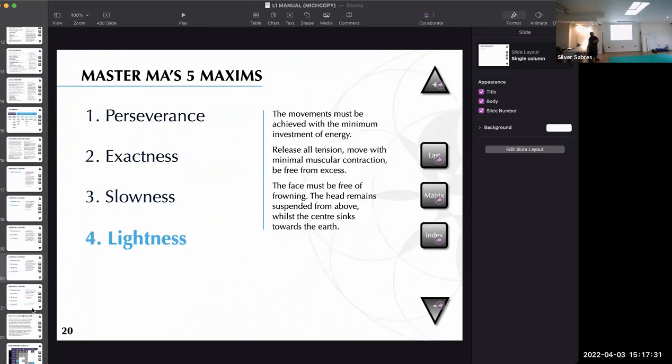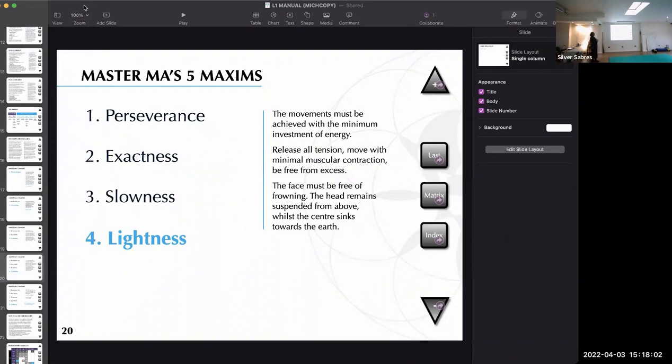Lightness. It's very Jedi. Sith don't do lightness. You'll notice when you portray a Sith that your footsteps are different to that of a Jedi. The way you hold your head is different. The movements must be achieved with the minimum investment of energy. Minimum.